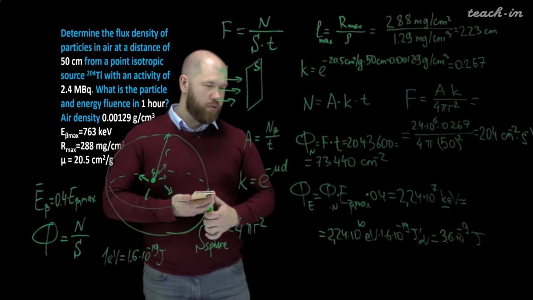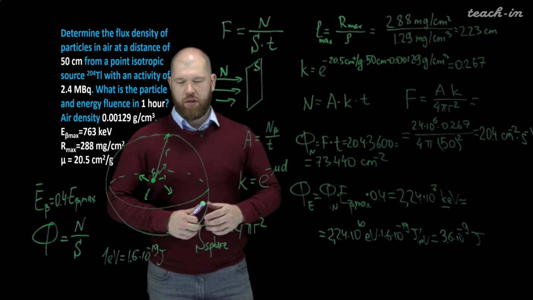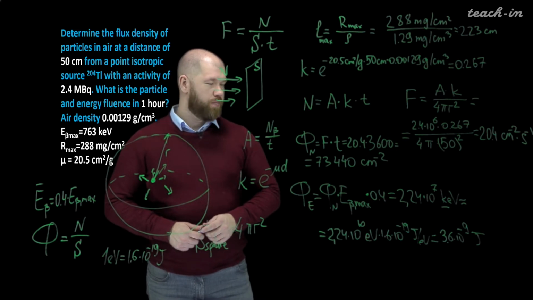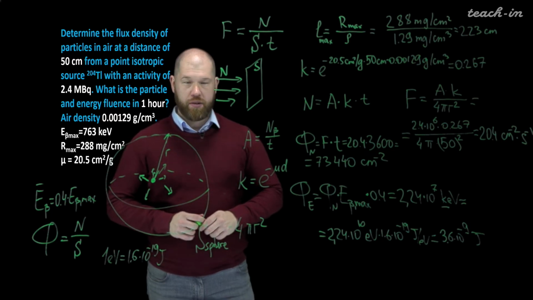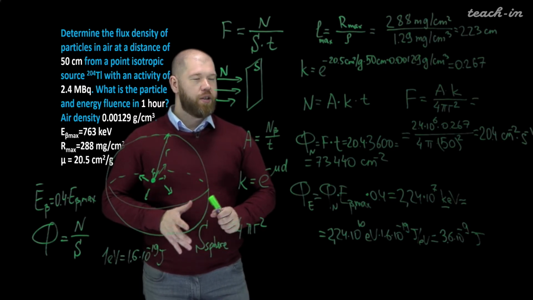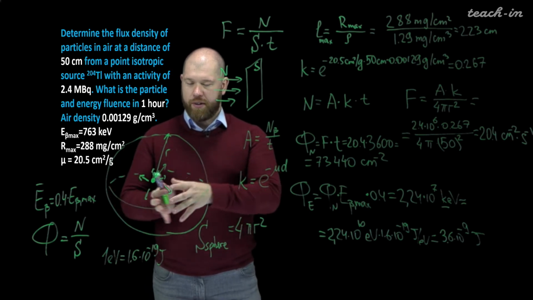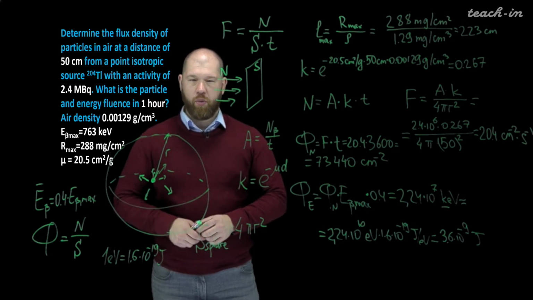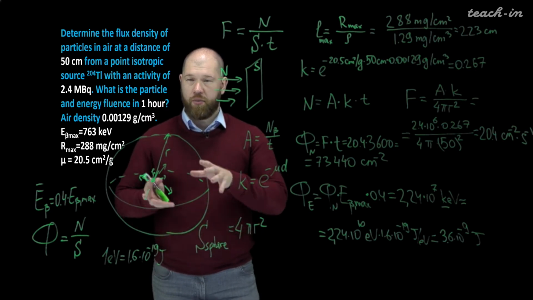So this energy, this is the fluence of energy at distance of 50 centimeters from our point source. We will see how we can use it to calculate doses. So this part is very important to understand the further calculations. First of all, we have a sphere for our radiation that is released from the point source, and we have to take into account the surface area of this sphere.